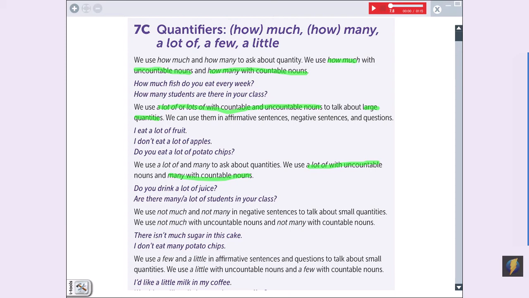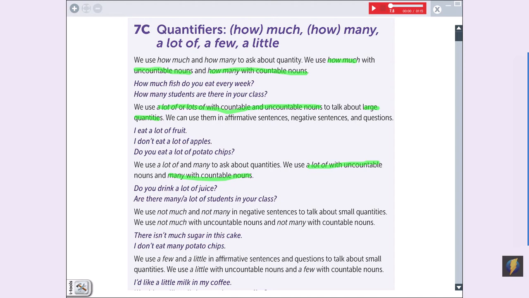Aquí tienen que saber bien la diferencia, cuál es contable, cuál es no contable, qué expresiones se usan con contables, qué expresiones se usan con no contables. Eso es muy importante. Pero como van a tener chance de practicar en la plataforma y en su workbook, I think you're gonna be fine. For example, do you drink a lot of juice? Are there many students in your class? Or are there a lot of students in your class?